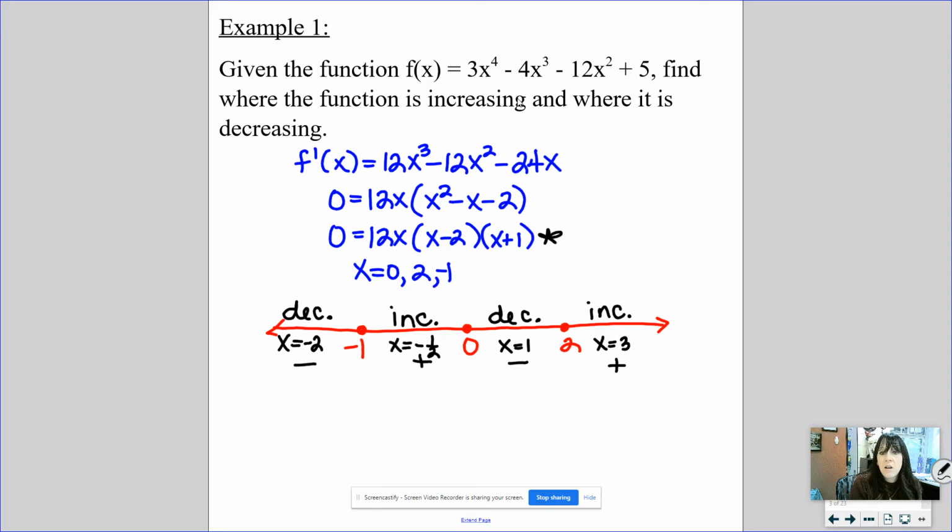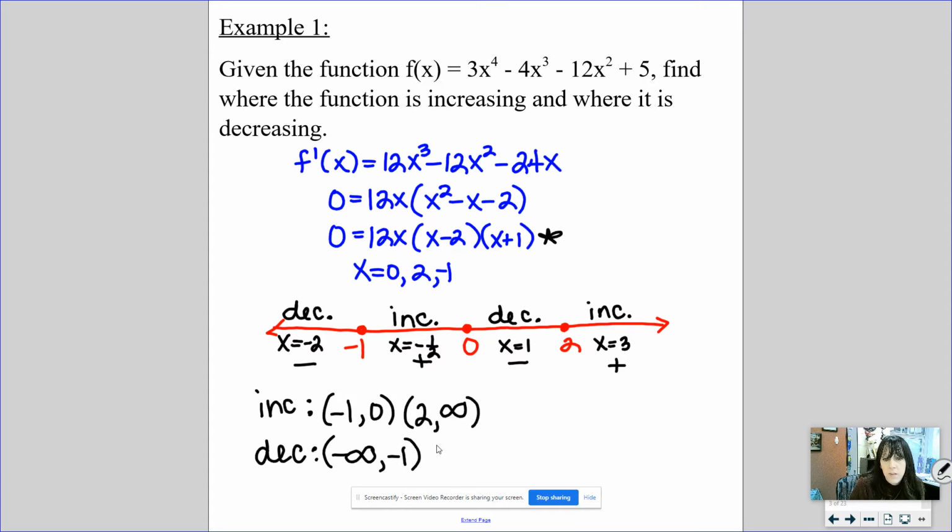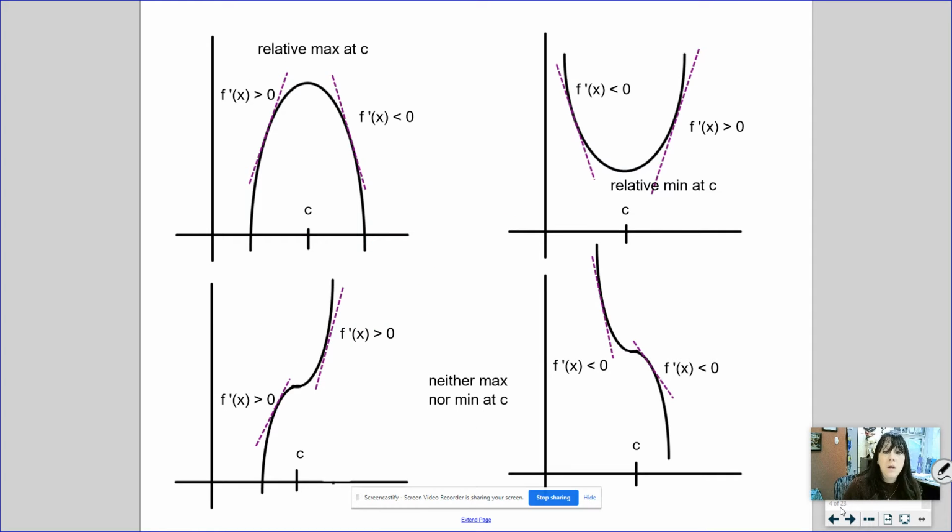All right, so here's what this means. Find where the function is increasing and where it is decreasing. Our function is increasing from -1 to 0 and from 2 to infinity. Our function is decreasing from -infinity to -1, and then again from 0 to 2. Okay, so that's not too bad, I don't think.